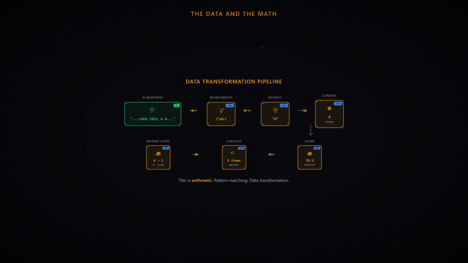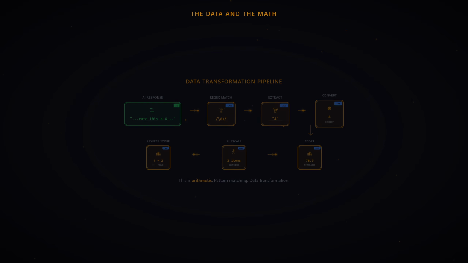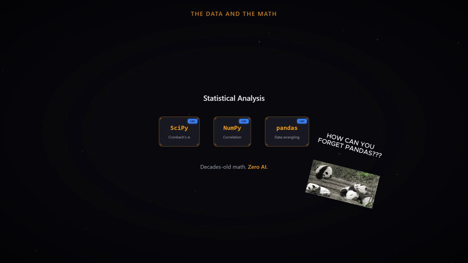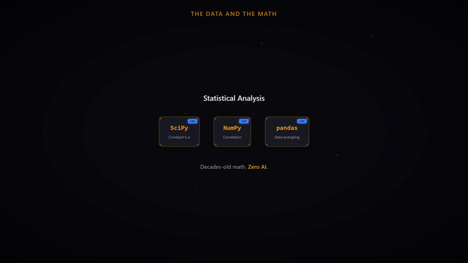From there, you have reliability testing. Cronbach's alpha for internal consistency, test-retest correlation for temporal stability. These are all statistical methods implemented in libraries like SciPy and NumPy, and that predates large language models by decades as well. The math has not changed since these instruments were validated on human populations.